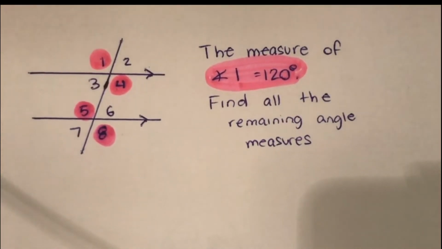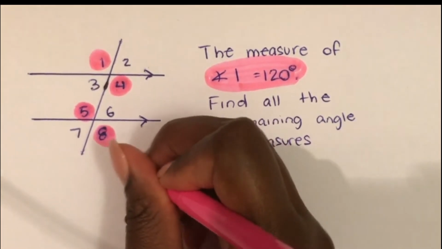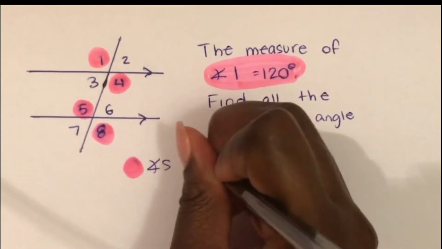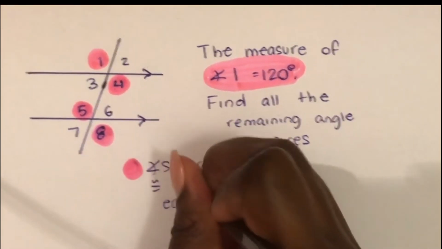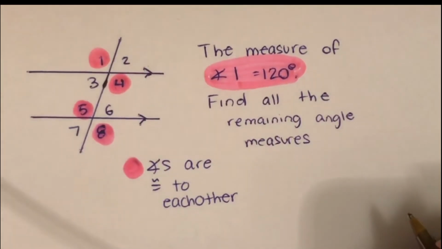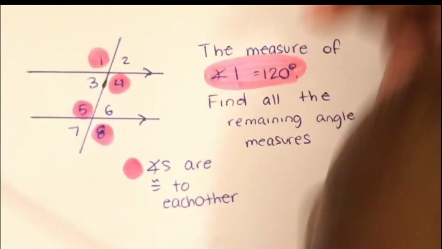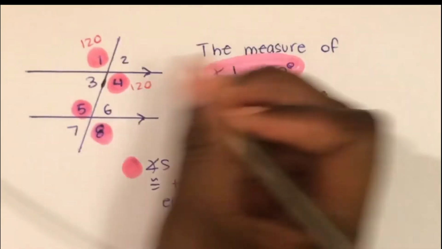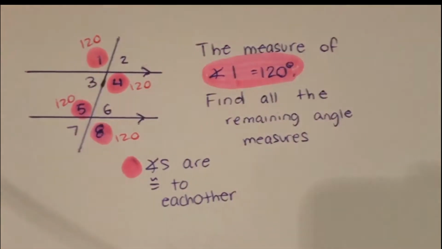All right, all of the angles I highlighted are congruent to each other. That means they all have equal measures. So the pink angles are congruent to each other. And what that means is because the measure of angle 1 is 120 degrees, angle 4 is 120, angle 5 is 120 degrees, and angle 8 is 120 degrees.